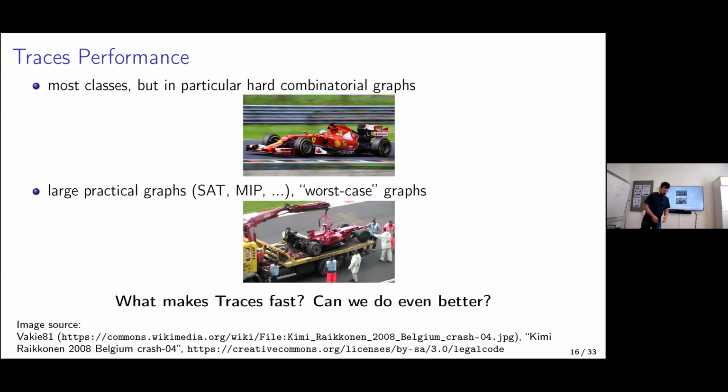This raises two questions. First of all, can we pinpoint what makes traces fast on most inputs or on difficult inputs? And can we do even better? Can we get rid of the cases that don't work well?